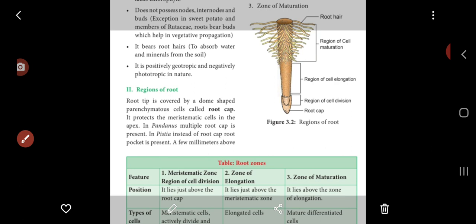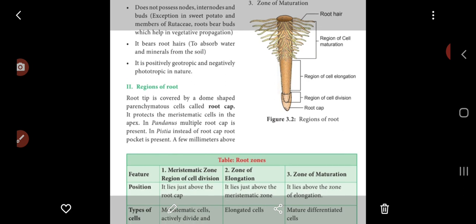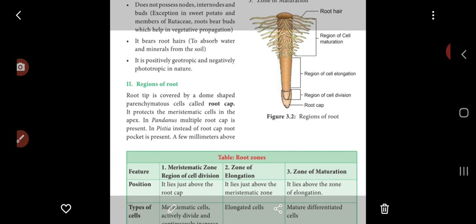Next, it protects the meristematic cells in the apex. So the root cap has parenchyma cells. What is the function of this root cap? It gives protection to the apex region. The tip region protection கொடுக்கிறது, that is the function of this root cap. Next one, in pandanus, multiple root cap is present. In pistia, instead of root cap, root pocket is present.